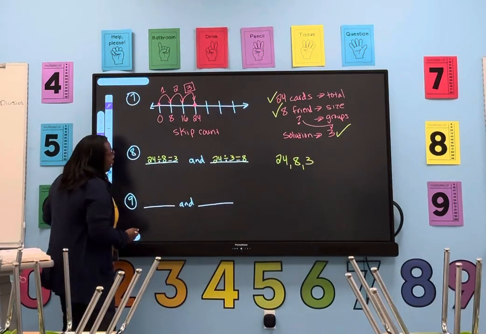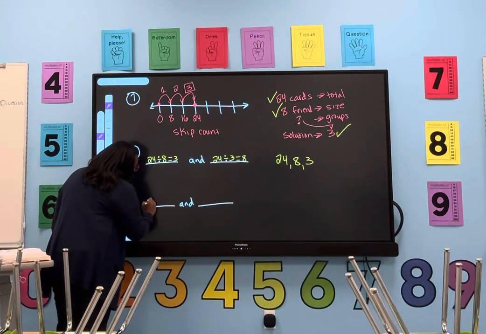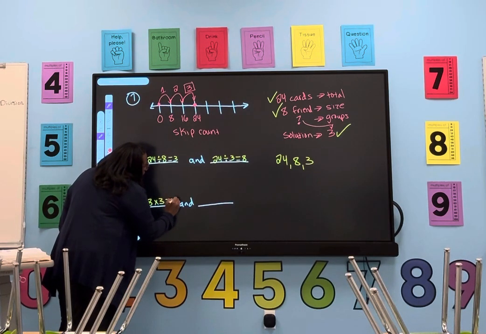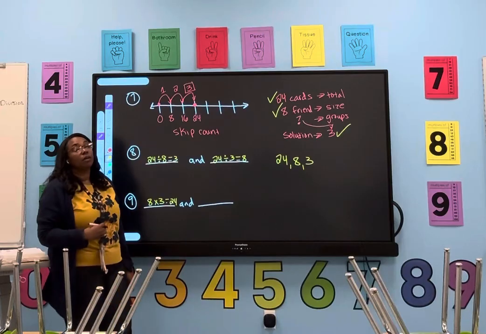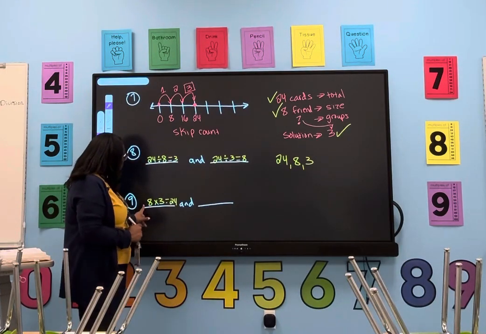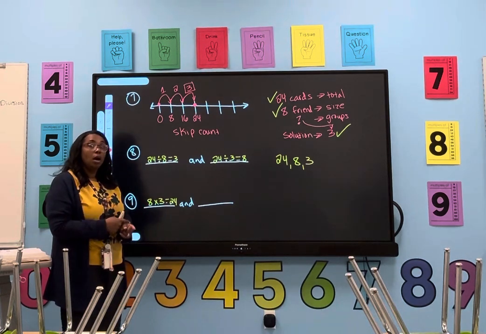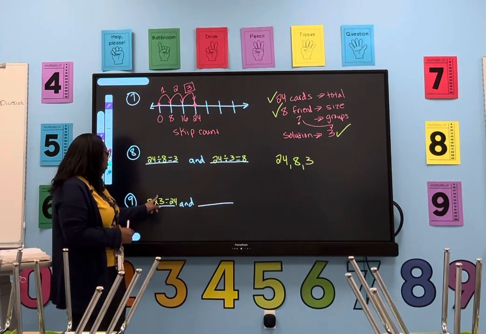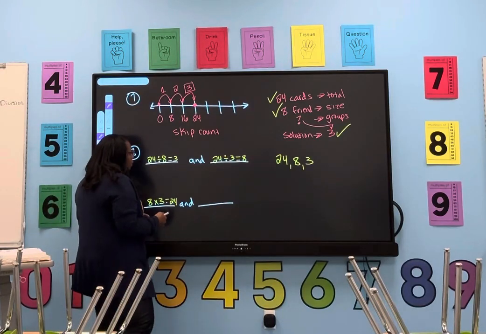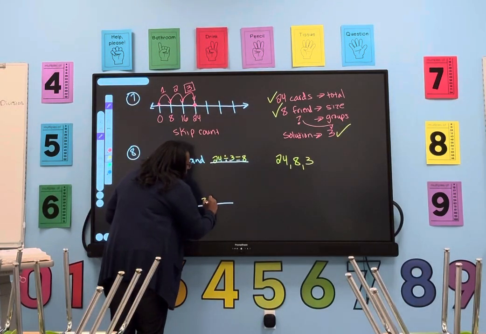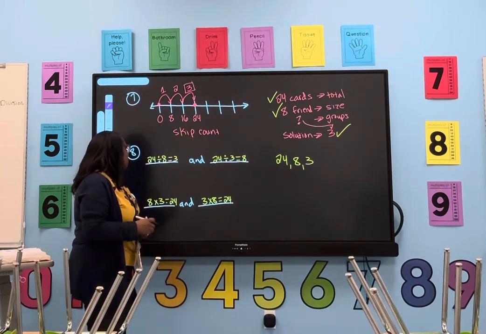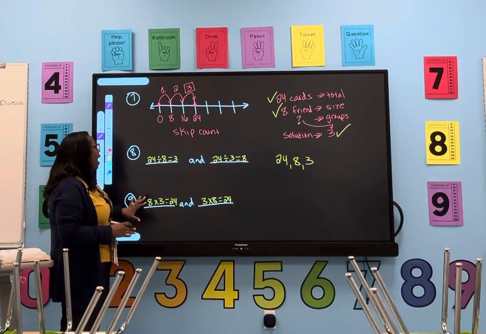So I'm going to put the 8 first. 8 times 3 equals 24. Because remember, now the total goes last, the product goes last. Okay. Now I'm going to switch the order of my factors, the 8 and the 3. I remember factors are two numbers you multiply together. So I'm going to do 3 times 8 equals 24. And that's it. So I have my fact family.